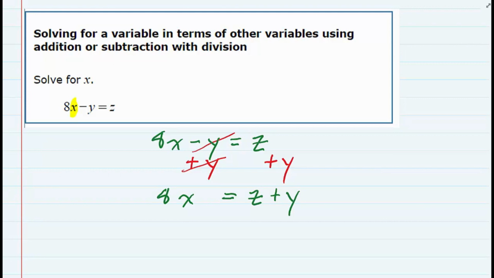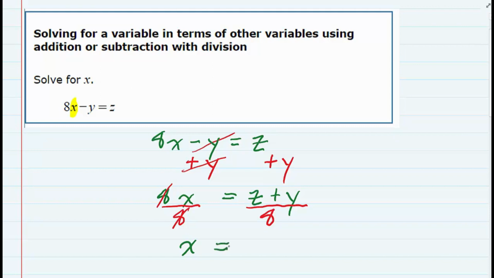So on the left-hand side of the equation, the 8 and the x are being multiplied. I want to undo multiplication, so I need to use division. I'm going to divide the left-hand side by 8, and to do that, I need to also divide the entire right-hand side by 8. Then on the left-hand side, the 8's are going to cancel. The 8 on the top cancels the 8 on the bottom. I'm left with still the x, but now the x is by itself. That's what I was shooting for.